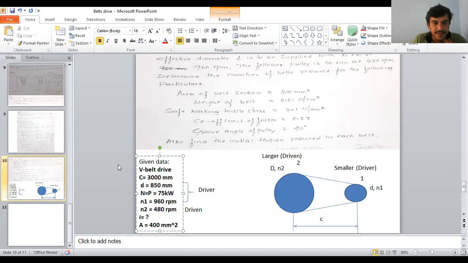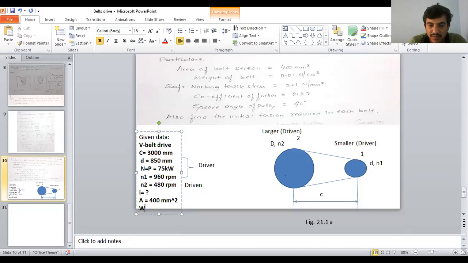Sorry for the interruption. Yes, the cross-sectional area of the belt is 400 mm square. What is the weight of the belt here? See the unit, be careful. Newton per centimeter cube is there. Now we know the weight per unit volume, the specific weight, that is capital W. But only the unit changes here, so you will convert it. It is 0.01 Newton per centimeter to the power of 3.